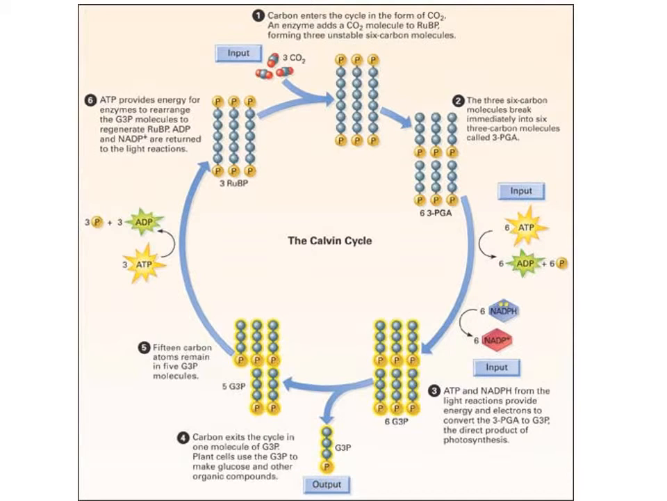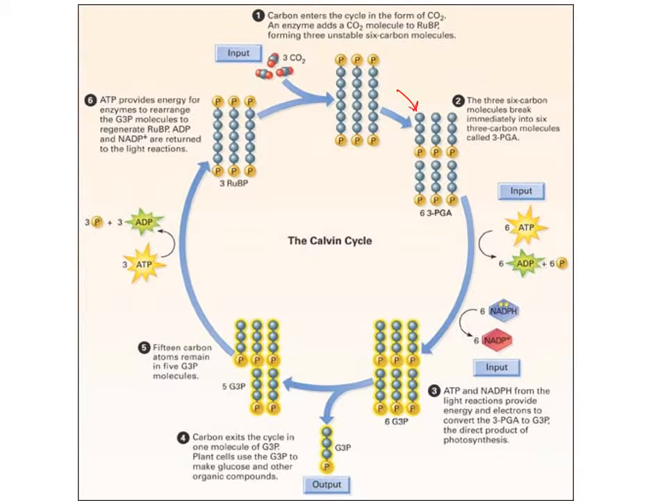This does a little bit better job on showing you exactly what it is we're talking about. I think this does a better job than what is shown in your book, but you can look at it. You can make a judgment here. So basically, carbon will enter the cycle in the form of CO2, and an enzyme adds that CO2 molecule to RuBP, and this will form three unstable six carbon molecules. So those are six carbons. You can count the dots. 1, 2, 3, 4, 5, 6.